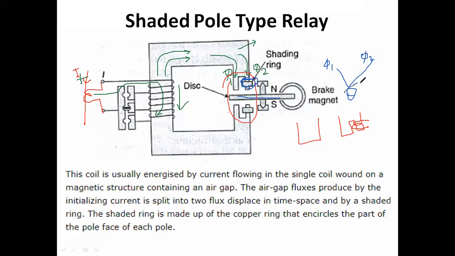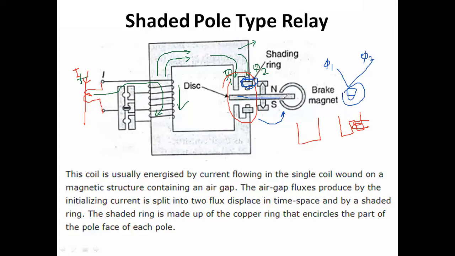Due to this phase angle difference, this induction disk will rotate in a clockwise or anti-clockwise direction, and the moving contact will touch the fixed contact and the relay will operate. So this is the basic operation of the shaded pole type relay.